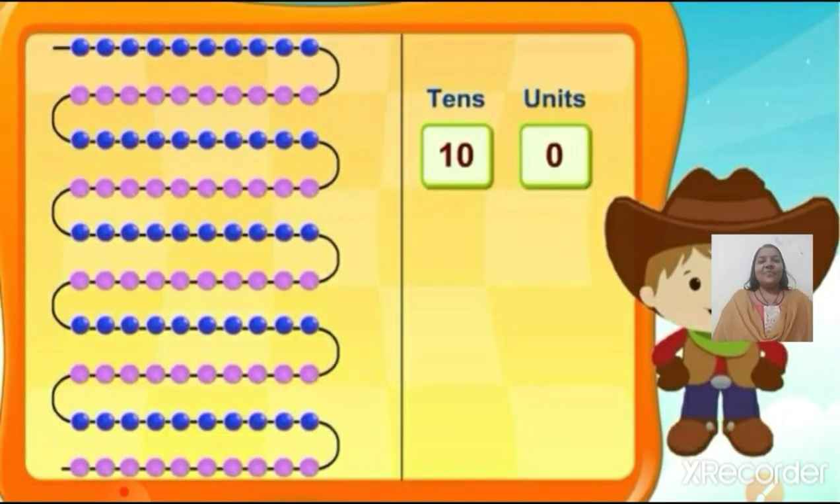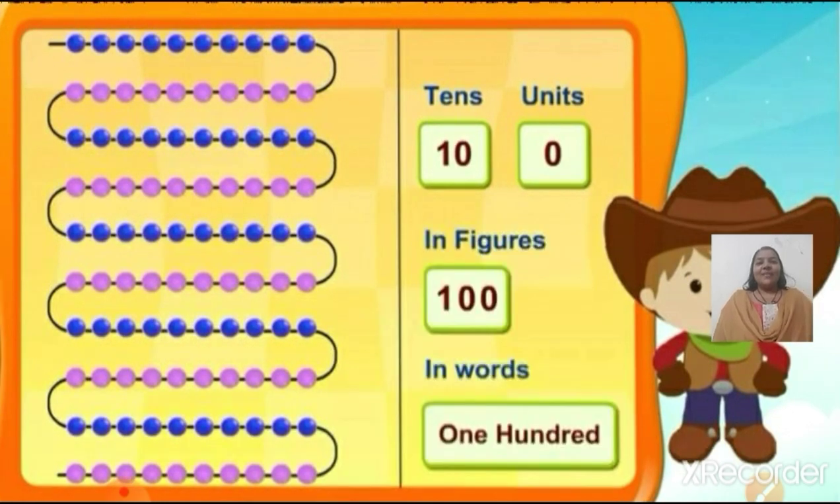So children, in this picture you can see 10 tens and there are 0 units. So when you are writing in figures, you have to write 100 like this, and in words, the number name of 100 is ONE HUNDRED, 100.